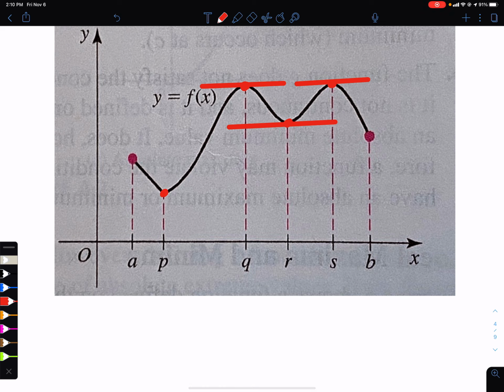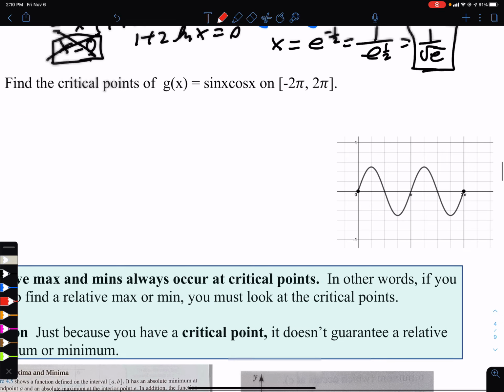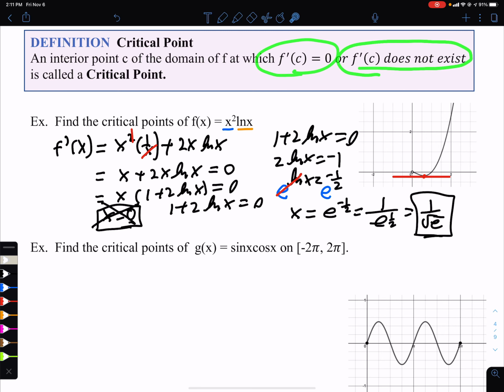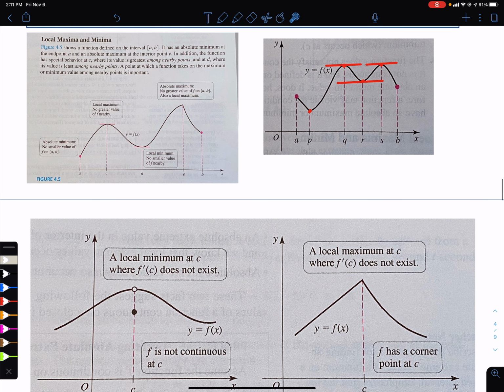Now, I claim that's a critical point because that's a sharp point, and we know derivatives don't exist at sharp points. And again, let's look at the definition of the critical point. There are values of x where the derivative is 0 or the derivative does not exist. Well, I claim the derivative is 0 here, here, and here, and it doesn't exist there.